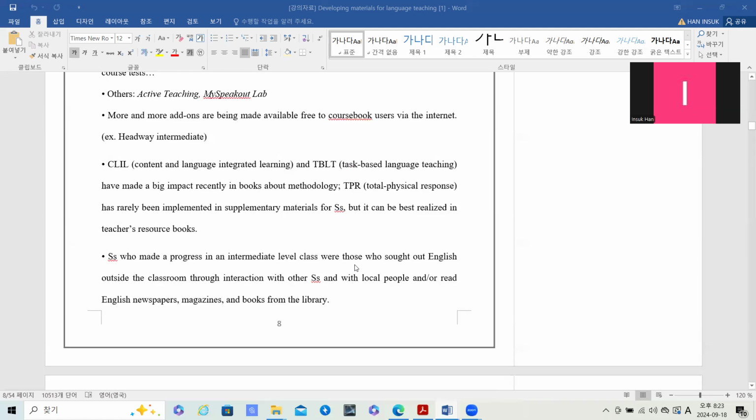So sometimes teachers can provide some opportunities for their students to use what they have learned in the classroom by providing some small assignments or sometimes just letting them know about different opportunities or places or some activities that they can do at home or with their friends.